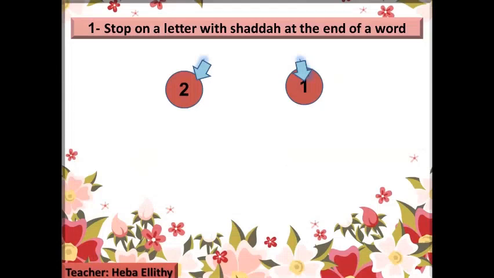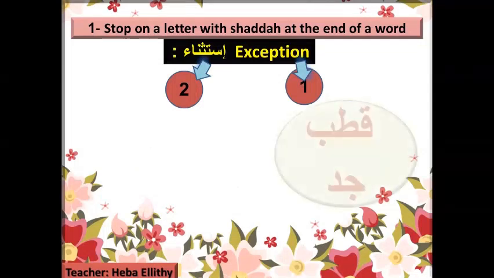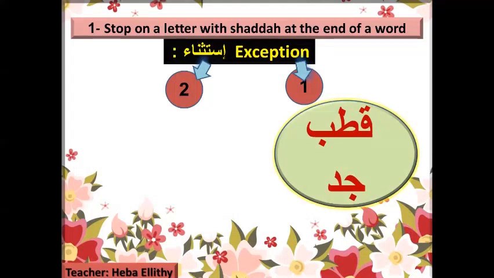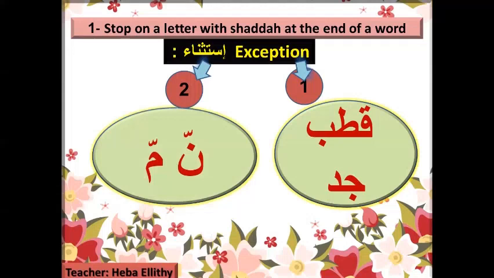Stop on a letter with shadda at the end of the word. We said we have exceptions for it. استثناء. We have 2 exceptions. First exception, when we have one of the qalqala letters in the word قطب جد. Second exception, if we have noon shadda or mim shadda. Right now we will start to explain this case and see how we do not make nabr on it and when we can make nabr on it. After we finish this case, we will go for the other case and explain it. Remember this shape, this drawing in your mind so you can get it.